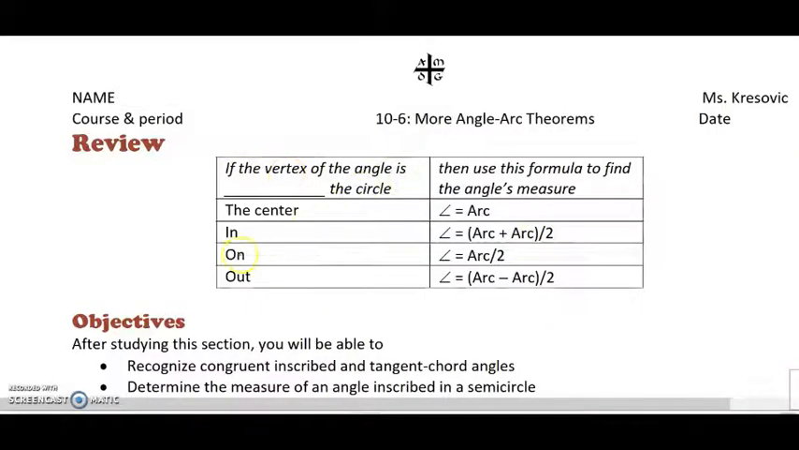If the vertex of the angle is on the circle, or it's an inscribed angle, then the measure of the angle is equal to the arc divided by 2. If the vertex of the angle is outside of the circle, then the measure of the angle is the difference of the two arcs divided by 2.